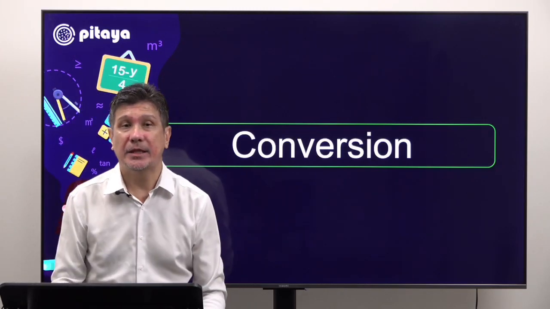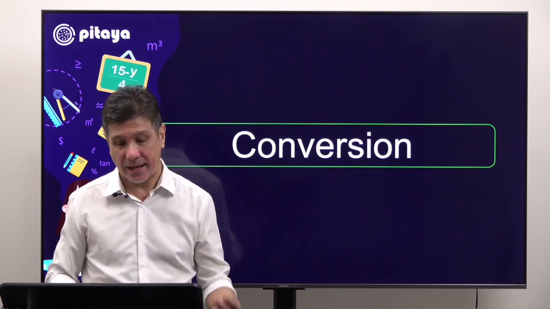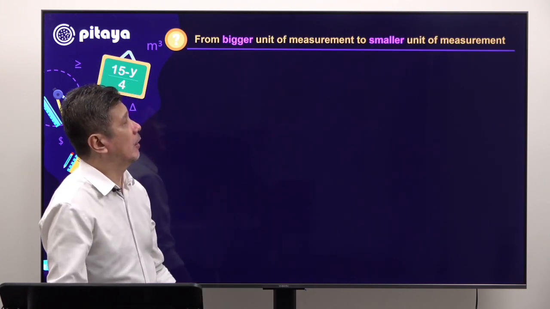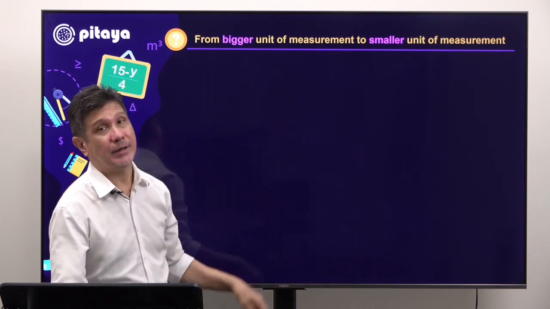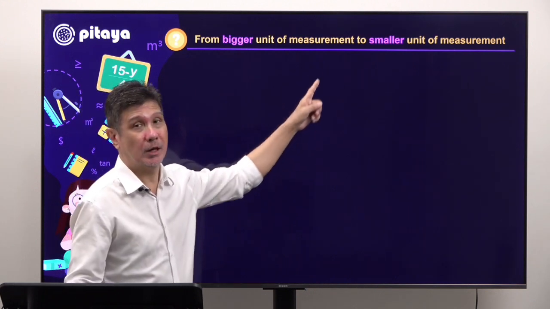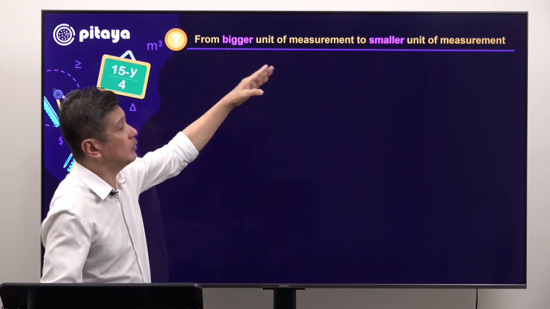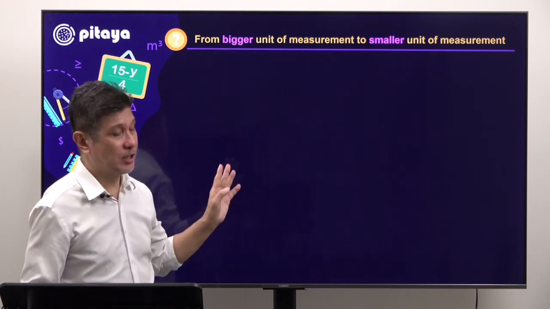We're on to our last segment. This is conversion, and conversion involves two parts. You either convert from a bigger unit of measurement to a smaller unit of measurement, or it is the other way around, converting from a smaller unit to a bigger unit. All right, we are starting with converting from bigger to smaller unit because this one is the easier one. So let's just take a look.